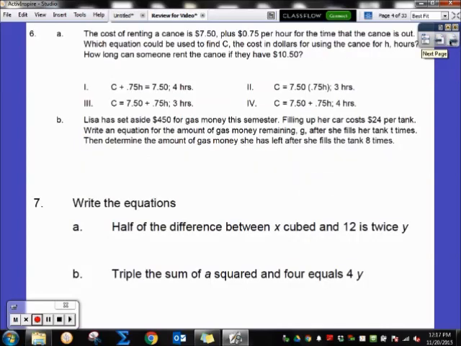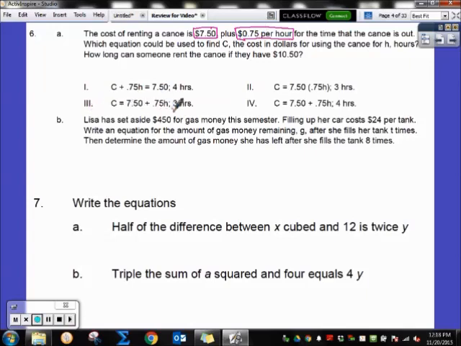Okay, number 6, the cost of renting a canoe is $7.50 plus 75 cents per hour for the time that the canoe is out. Which equation could be used to find C, the cost in dollars for using the canoe H hours? How long can someone rent a canoe if they have $10.50? Well, the $7.50 is just a one-time charge, but then it's 75 cents for every hour that you have the canoe. So there should be a variable with the 75 cents, but not the 7.50. So we can eliminate some answer choices that way.